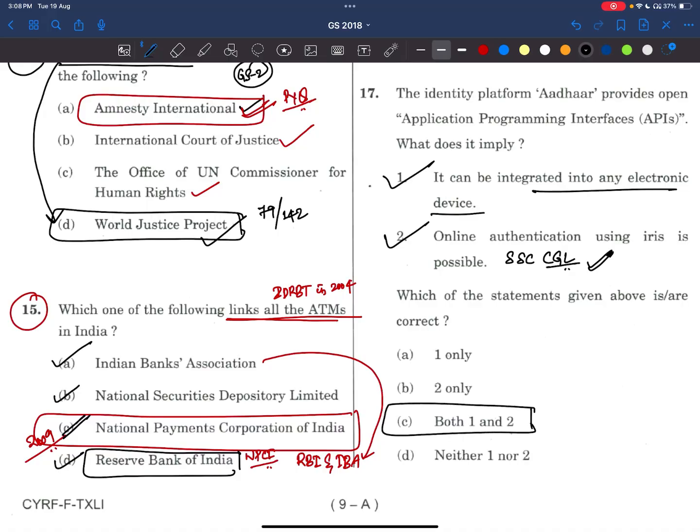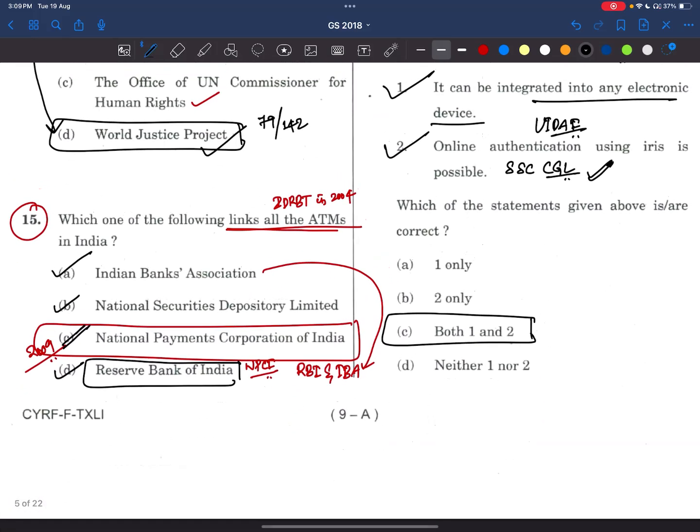Now what we have to do? See here, application programming interfaces. Okay, that too open. Right? So we need to read about this. Right? What are the guidelines of UIDAI? Of course, we have discussed it before. Okay, and see this APIs. These are also very, very important. Okay, now it is a simple question only, but let's try to get deep into the topics.